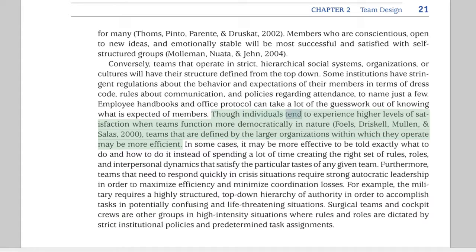Though individuals tend to experience higher levels of satisfaction when teams function more democratically in nature (Foels, Driskell, Mullen, and Salas, 2000), teams that are defined by the larger organizations within which they operate may be more efficient. In some cases, it may be more effective to be told exactly what to do, and how to do it, instead of spending a lot of time creating the right set of rules, roles, and interpersonal dynamics that satisfy the particular tastes of any given team.